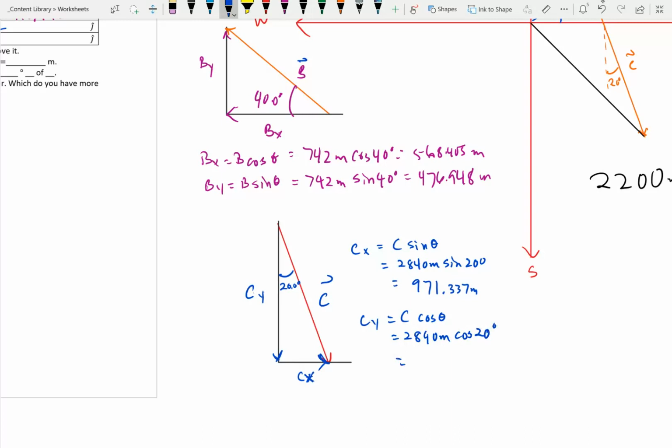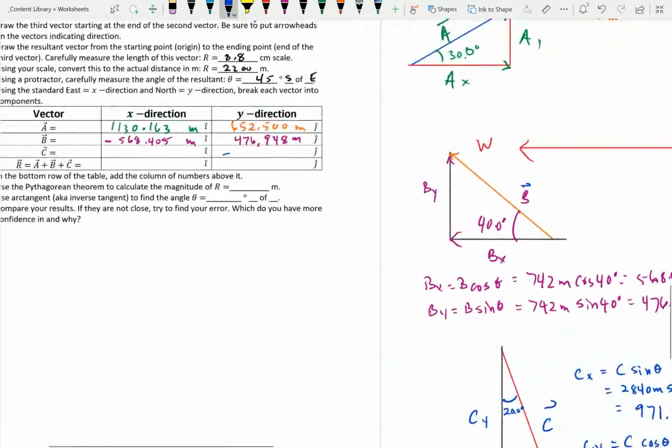And that's going to give me 2668.727 meters. I did not give myself enough digits there. Now, of course, I'm keeping way beyond significant digits. I just want to have digits so that they all match up. So putting in these numbers, 971.337 and negative 2668.727 meters.